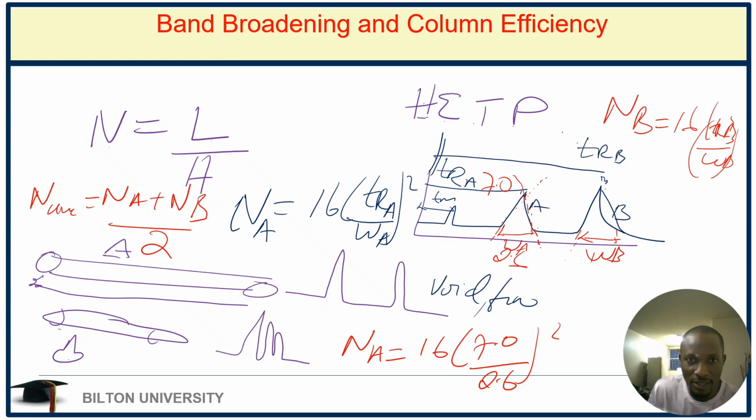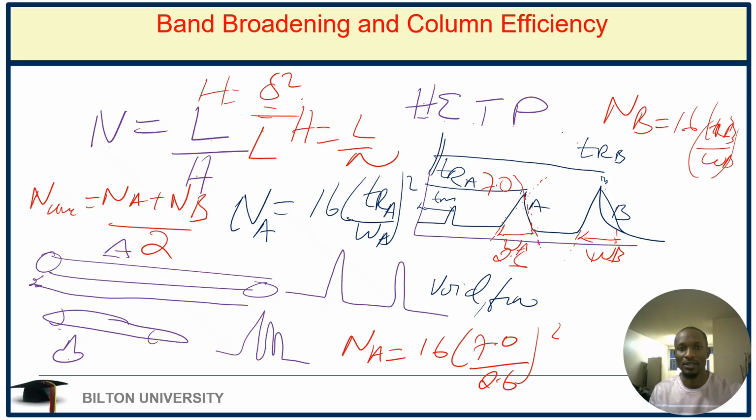Then from here you can calculate the length of the column, or you can calculate H by saying H is equal to L over N, if you want to calculate the plate height. Or sometimes you can calculate H by saying it is the standard deviation squared divided by L. So this is how sometimes you can calculate our H. Okay, having said that, let's look at the next thing.